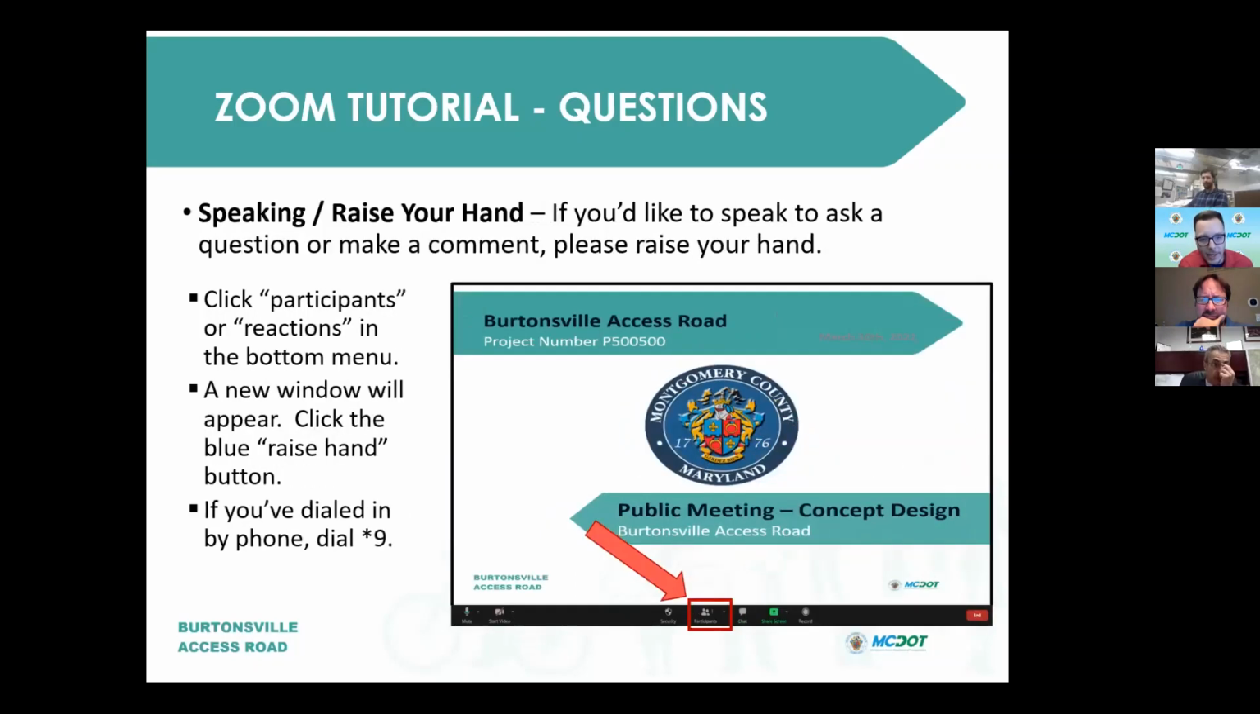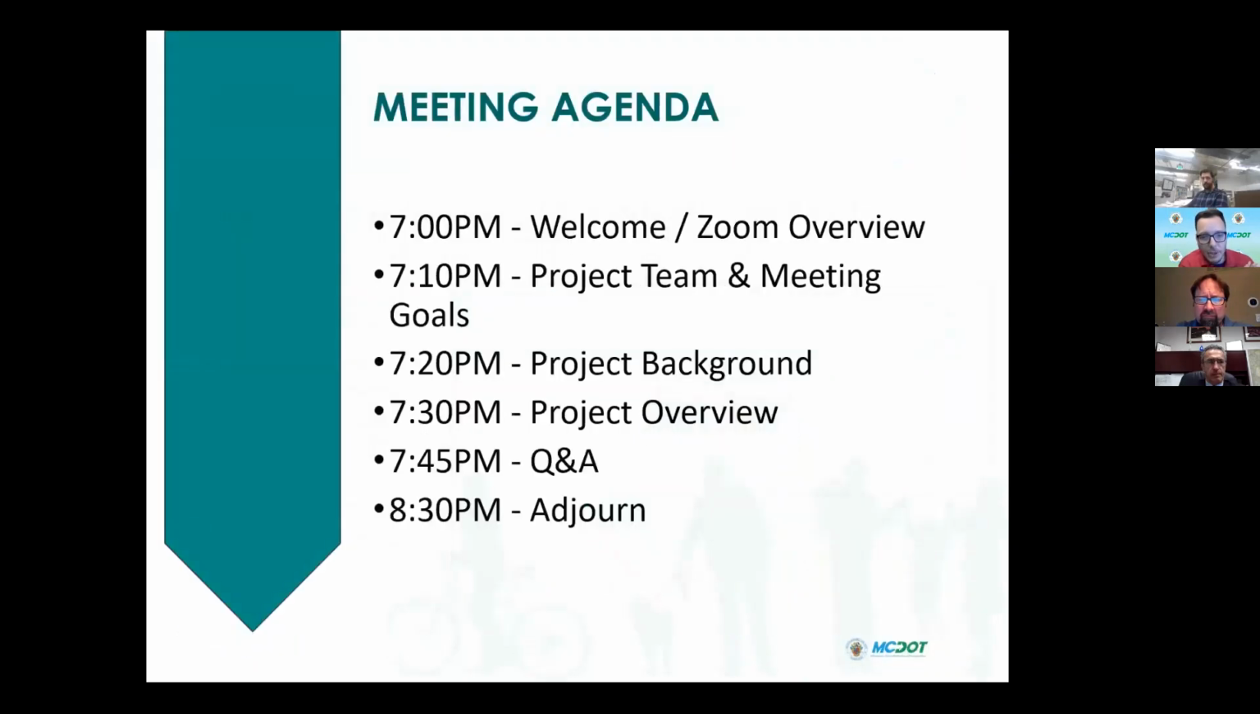In order to raise your hand, depending on which version of Zoom you have, there are different ways to do that. Sometimes that appears in the participants window, and sometimes it appears in the reactions window. If you've dialed in by phone, you can raise your hand by dialing *9. Go ahead to the next slide, please. And I'm going to turn it over to Michael now to get us started with the actual meeting materials. Matt, thank you so much.